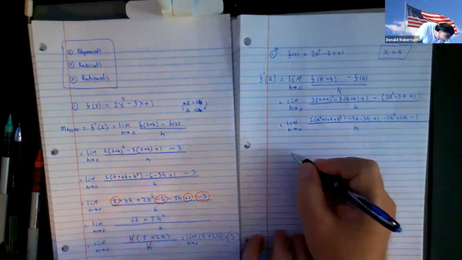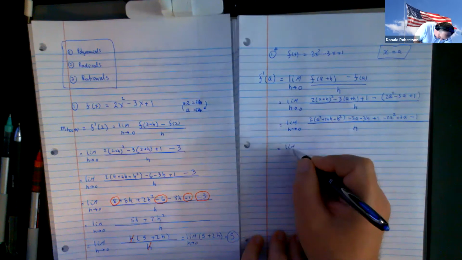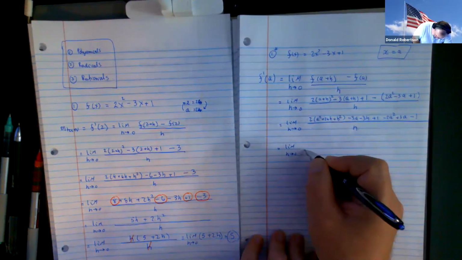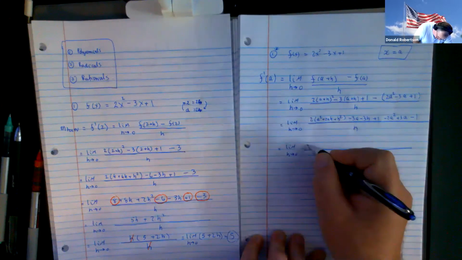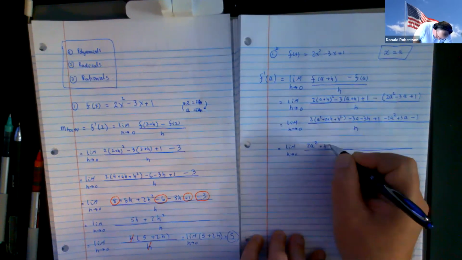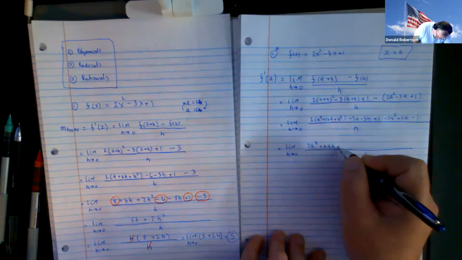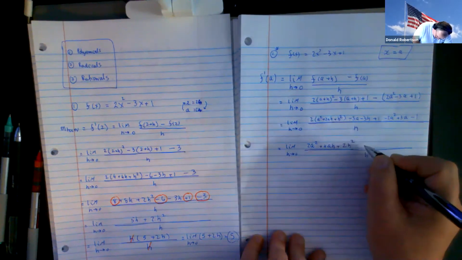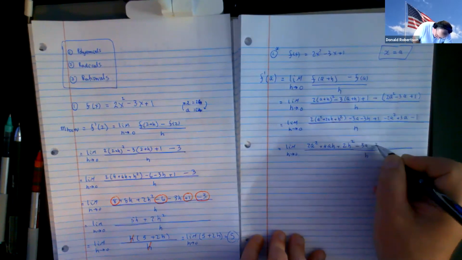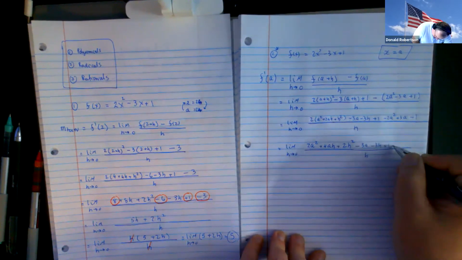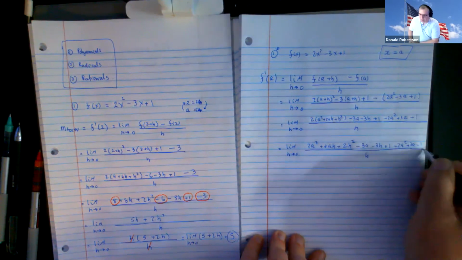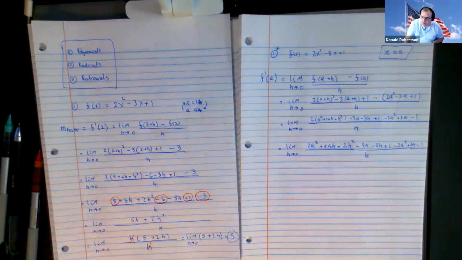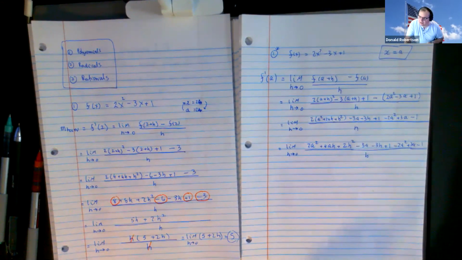And then on this line, I'll distribute the 2. So I get 2a squared, 4ah plus 2h squared, minus this guy, plus 1. Take away that guy, add that guy, take away 1. Now that's a pretty massively ugly looking expression, right?